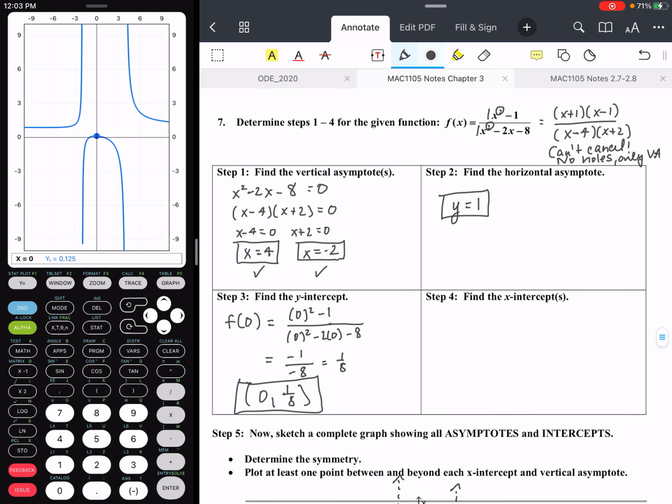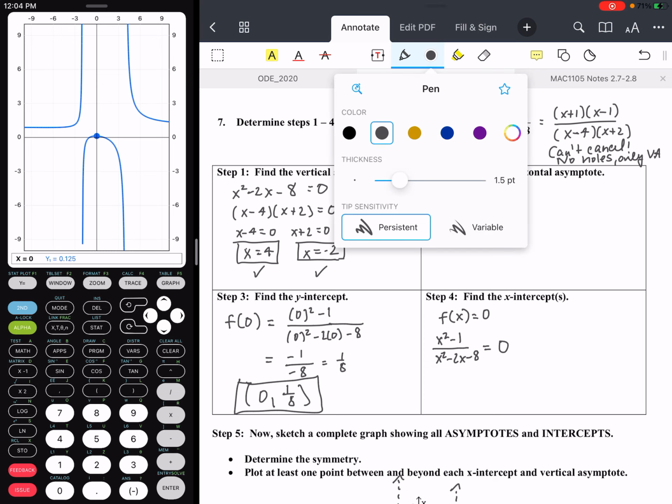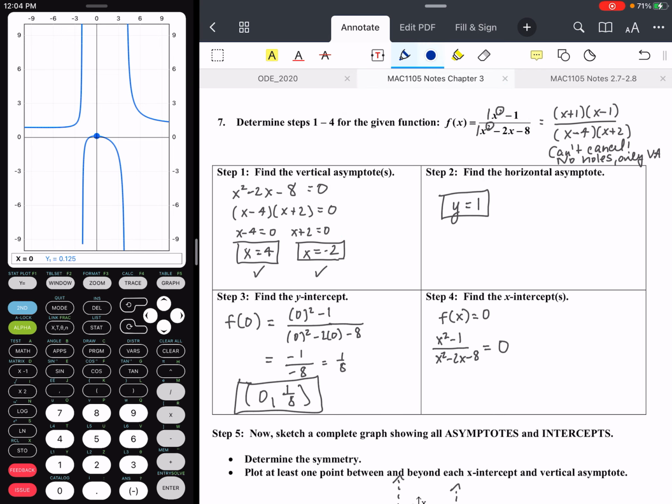So let me go ahead and set my function equal to 0. If I set f of x equal to 0, that's going to be x squared minus 1 over x squared minus 2x minus 8 equal to 0. And remember, because we have this rational function, if I have a 0 in the numerator divided by some non-zero number, 0 divided by a number gives me 0. So really I'm just focusing on solving that equation. I'm really just setting the numerator equal to 0.